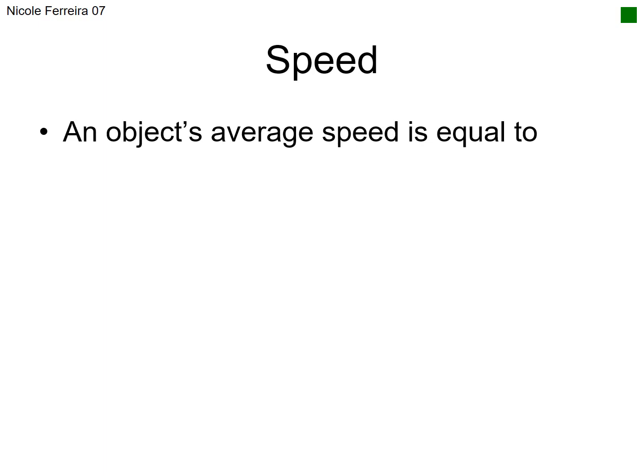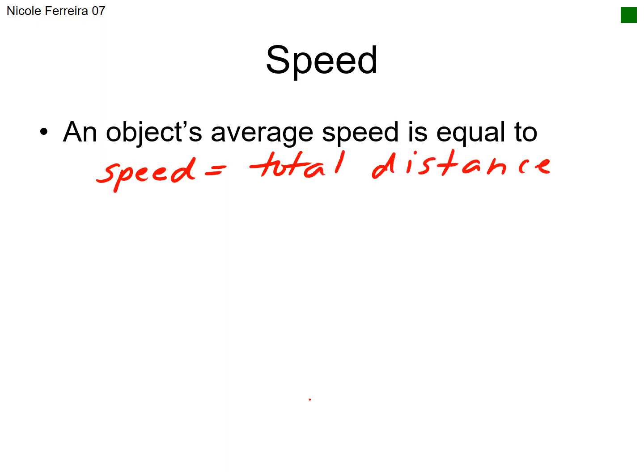All right, guys, we're going to end today with the equation to find average speed. So average speed, I'm just going to call it speed. Most of the time when we calculate speed, we're going to look at average, so I'm just going to drop the word average. So speed is equal to total distance divided by total time.